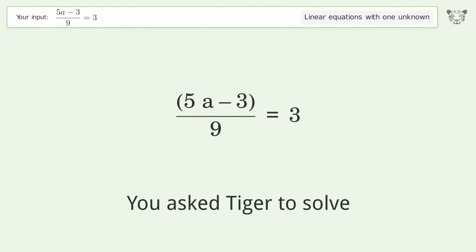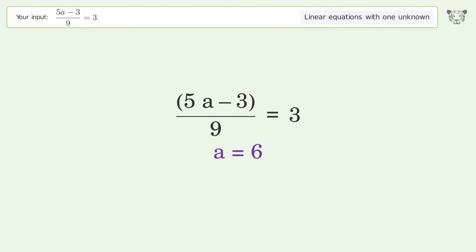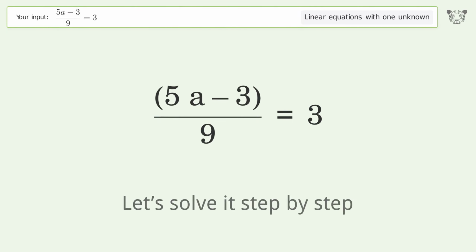You ask Tiger to solve. This deals with linear equations with one unknown. The final result is a equals 6. Let's solve it step by step.